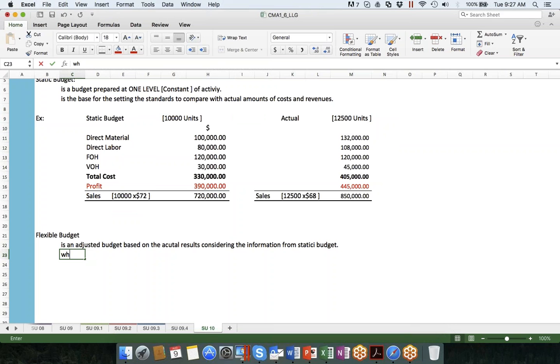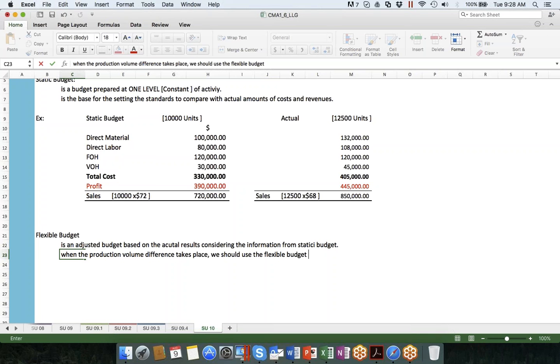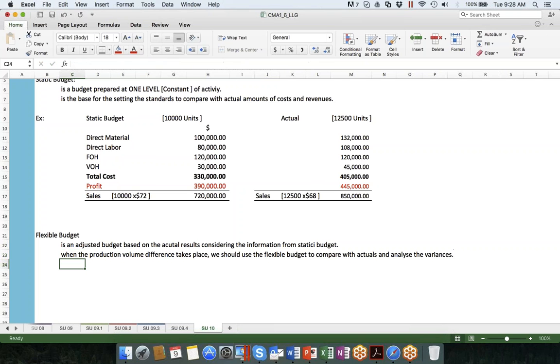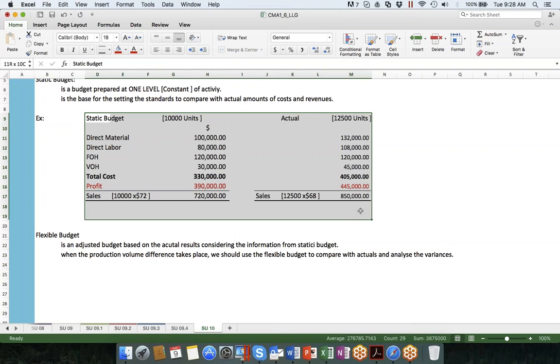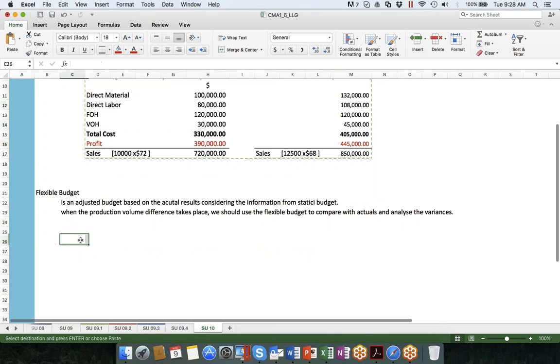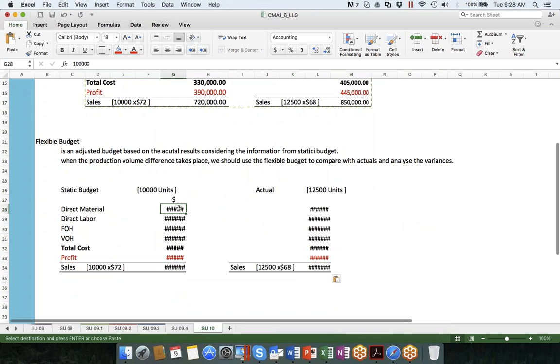When a production volume difference takes place, we should use the flexible budget to compare with the actuals and analyze the variances. So the flexible budget is a must. Let us see here how the flexible budget takes place. Let us develop a flexible budget using the static budget.